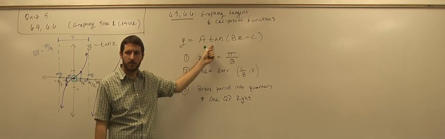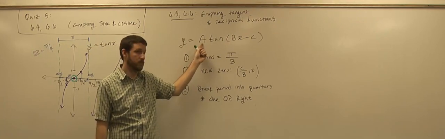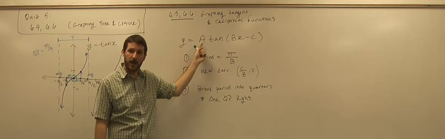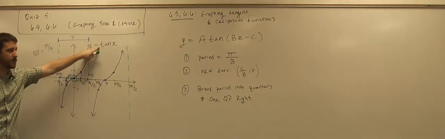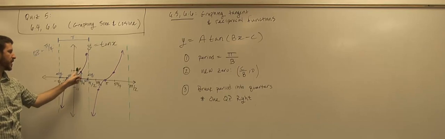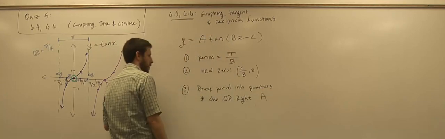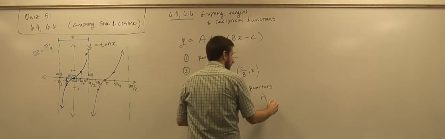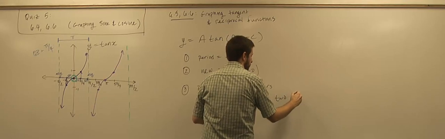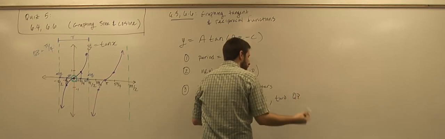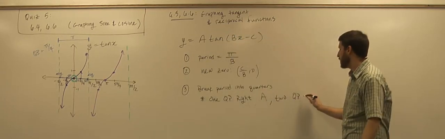1? Positive A. A. Right? Because you're multiplying by A in front, when you go 1 quarter period, you get out A instead of 1. Two quarter periods to the right, then what do you get? Asymptote. Always when you go 2 quarter periods for tangent, you get out asymptote.